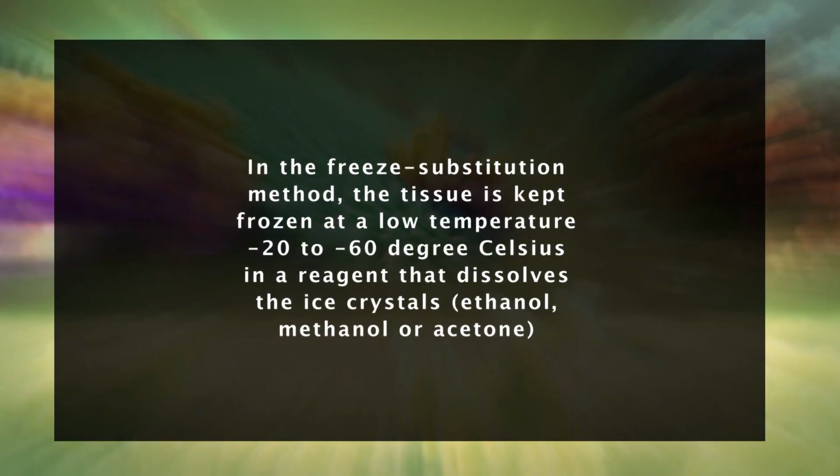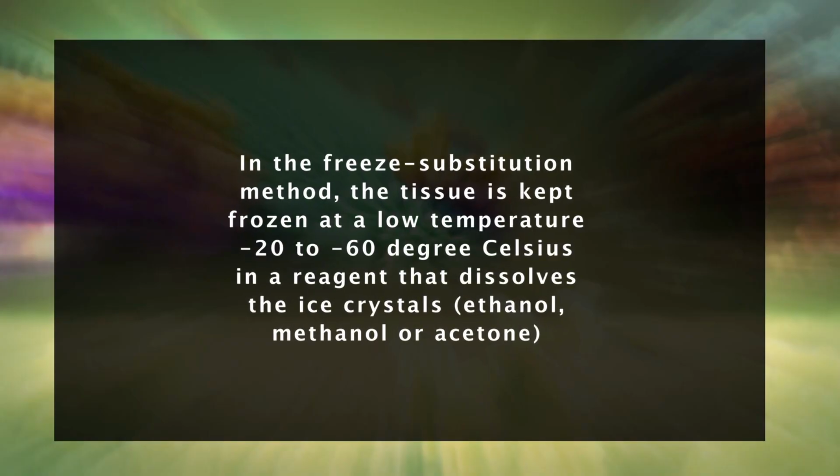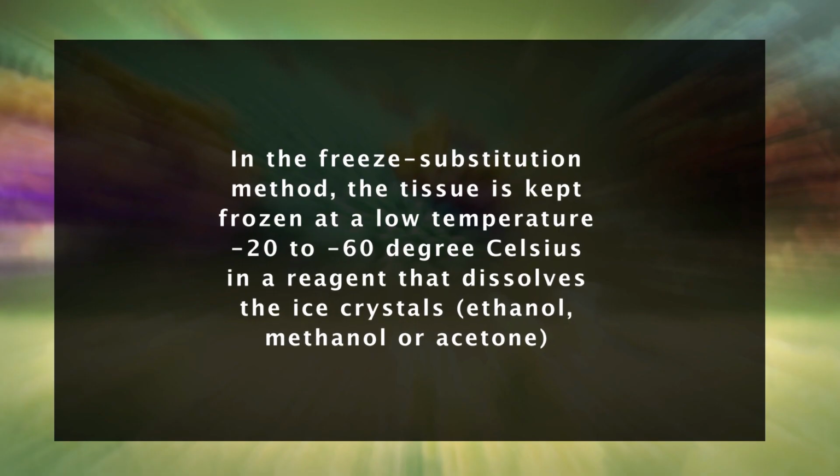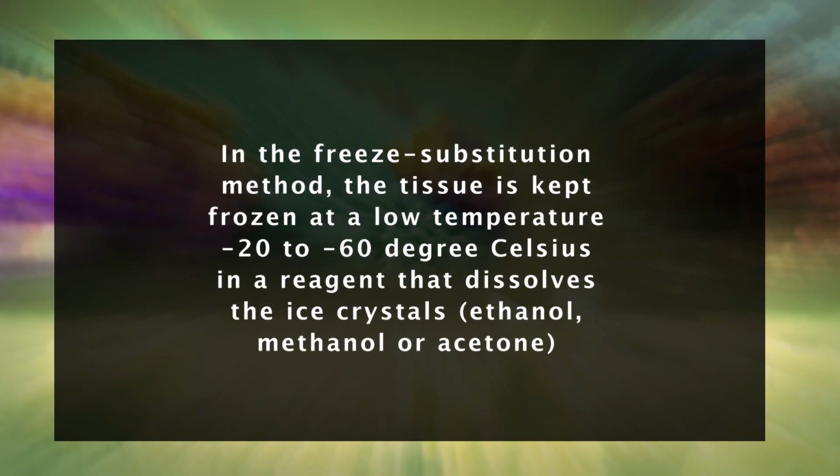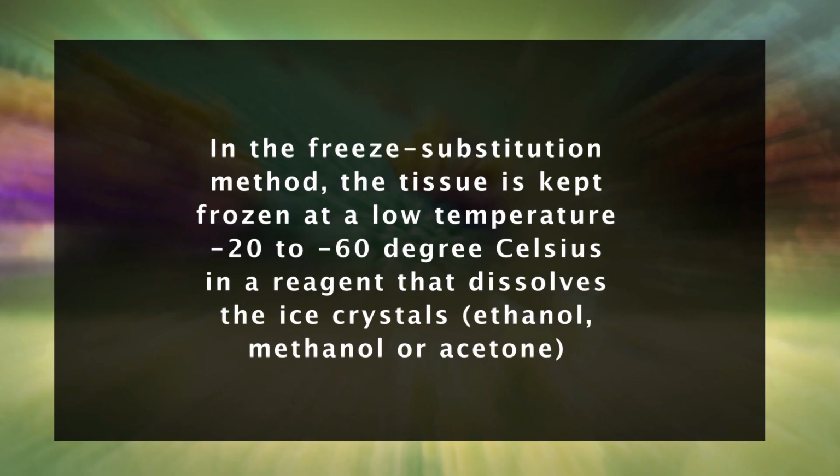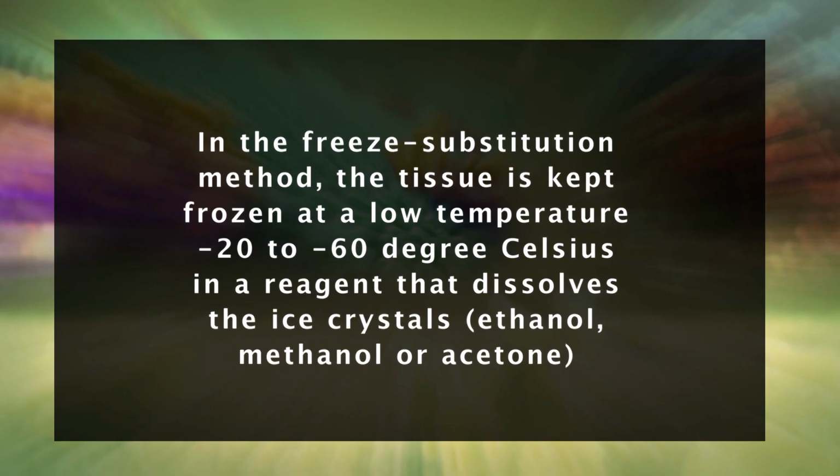For best morphological and histochemical preservation, substituting fluids in general contain both chemical fixing agents and solvents for ice. For example, a 1% solution of osmium tetroxide in acetone, mercuric chloride in ethanol, and picric acid in ethanol. Specimen size should be up to 3 mm in diameter. In the freeze substitution method, the tissue is kept frozen at a low temperature, -20 to -60 degrees Celsius, in a reagent that dissolves the ice crystals: ethanol, methanol or acetone.